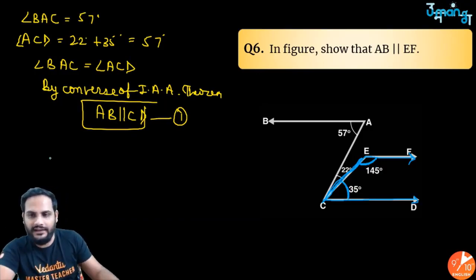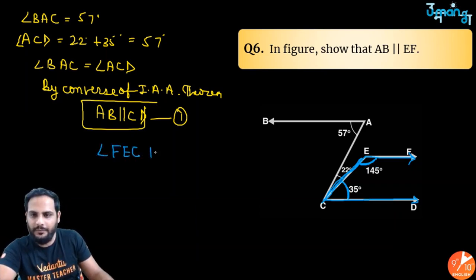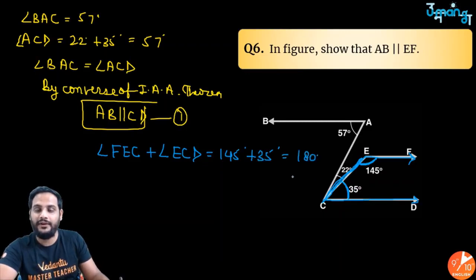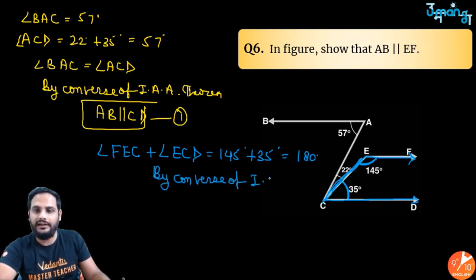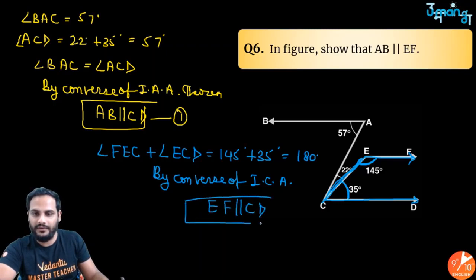So I can see that angle FEC plus angle ECD, तो क्या मिल रहा है? 145 plus 35 which is equal to 180 degrees. So if the interior consecutive angles are supplementary, the lines will be parallel. So I can say, by converse of interior consecutive angle theorem, EF is parallel to CD. This is the second result.